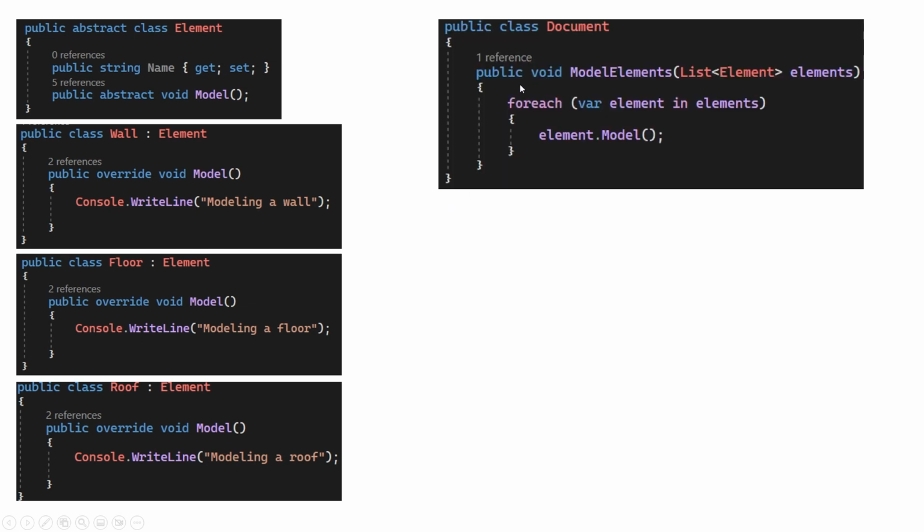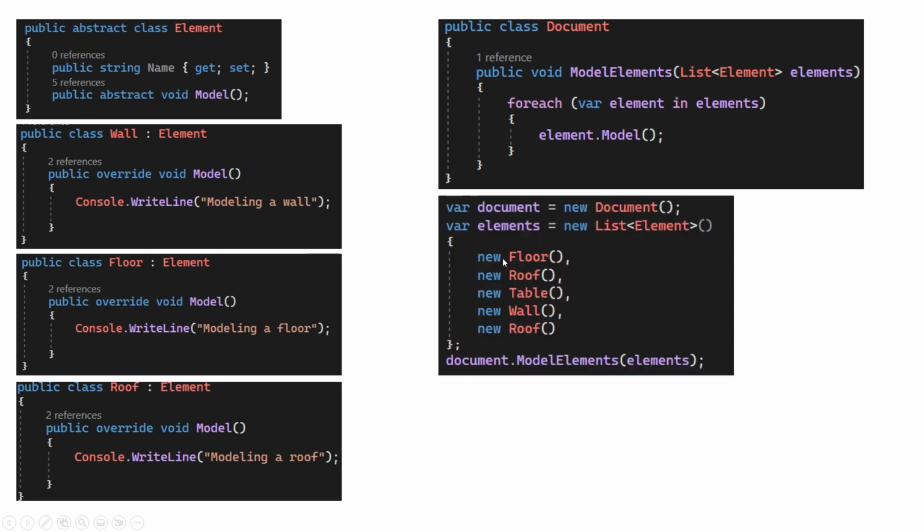So here we have the method model elements, and let's see what happens. Here we're just using a foreach loop and we're iterating through each of the elements and we're simply calling a method called model, and that's it. We don't have any if or switch statements. We just call model. And then in our application, we create a document.